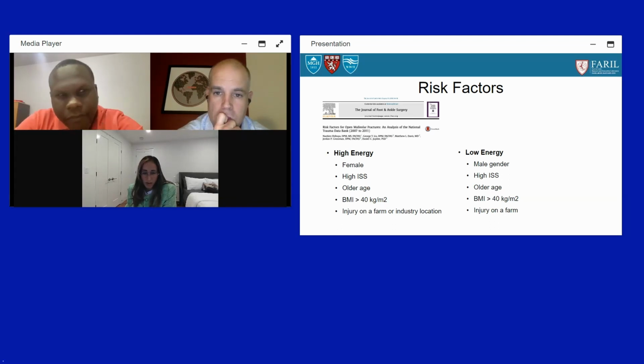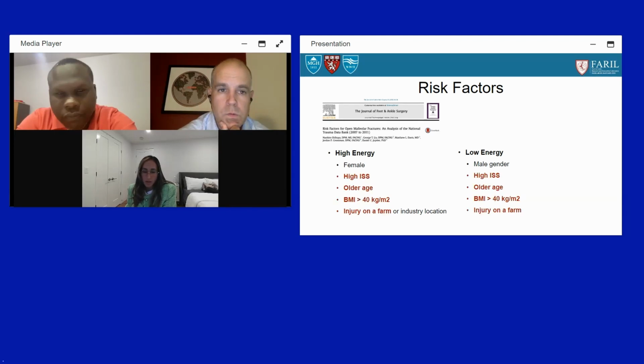When we talk about low energy trauma, being male, again similar to high energy, having a high injury severity score, older age, and BMI over 40 are also related to having an open fracture. So in general, these are the red flags when we are seeing patients with open fractures: they are usually older people, usually obese, and the injury is related to a farm, which can mean a very contaminated wound.